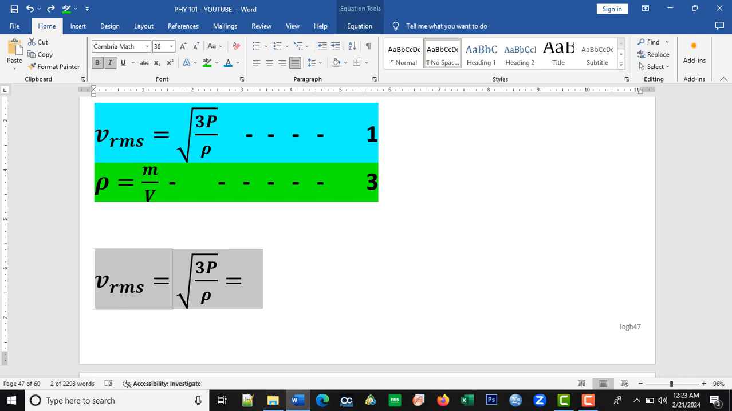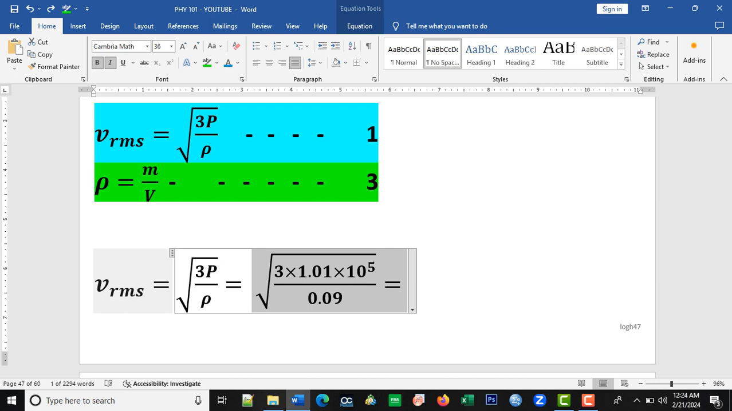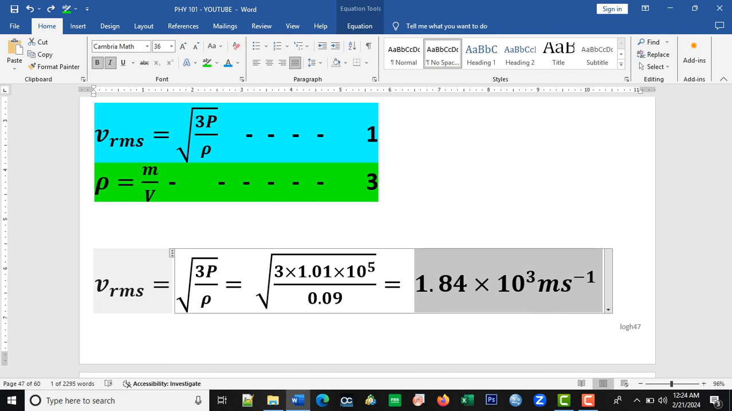Okay, so v equals root 3P all over rho. What is P and what is rho? Substitute 1.01 times 10 to the power 5 for P and 0.09 for the density. When we simplify this and then find the square root, we will have 1.84 times 10 to the power 3 meters per second.